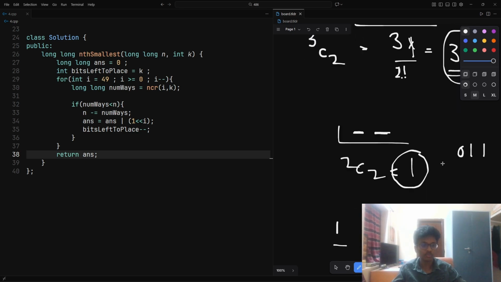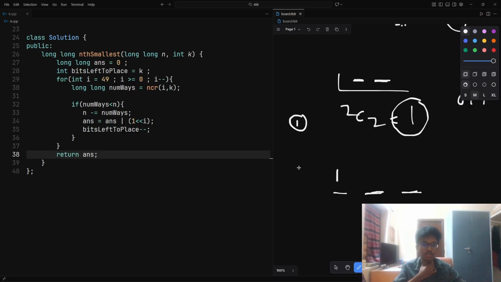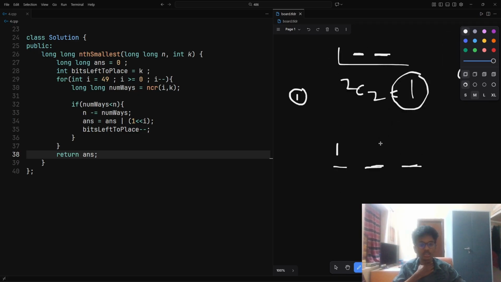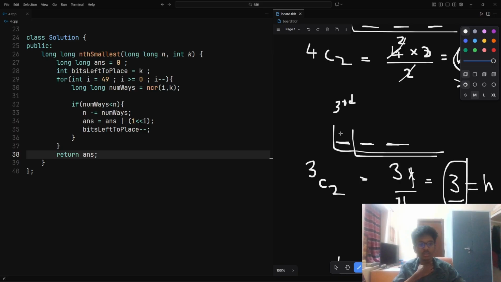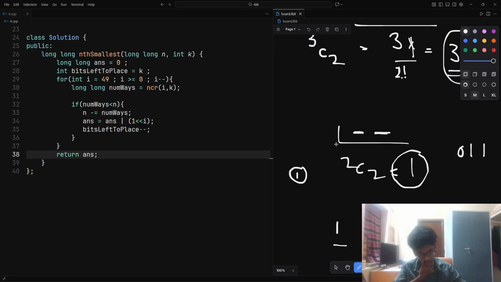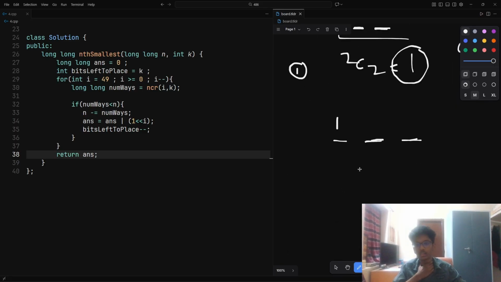Then only we can have enough number of ways. Otherwise, if there is only one number, you cannot find the third smallest in one number, right? If there's only, let's say, one guy in the class, who would get the third rank? Similar scenario. If 2c2 gives 1, which is not possible, you cannot find the nth smallest. That means the previous bit should have been 1. Okay, we got 1 bit till now. Now we need to think of these 2 bits.